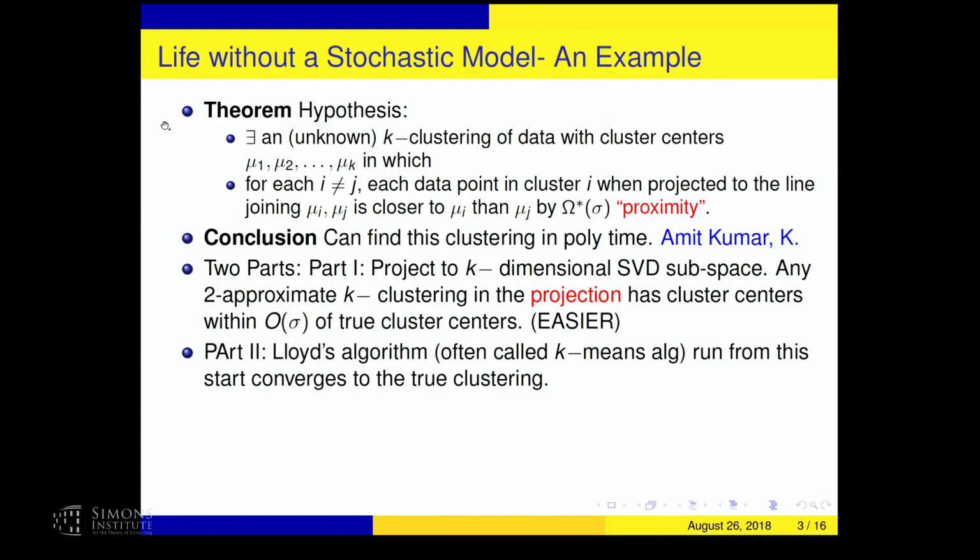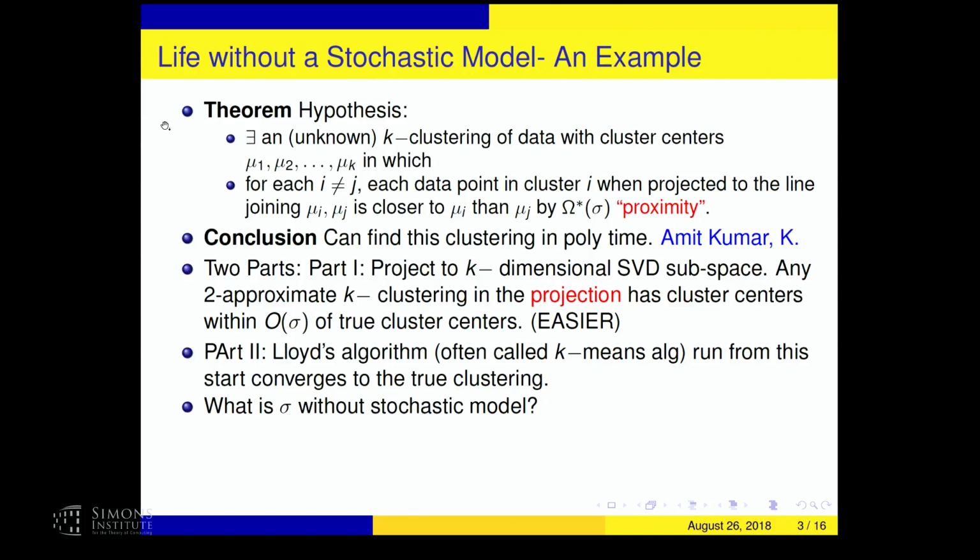That part of the proof is easier, actually. The convergence now, the second part says, once you have these, you run Lloyd's algorithm, you converge to the true clustering. That's hard, that proof. But there's a nice open problem to figure out some heuristic or simple algorithm, perhaps cheaper than SVD, which finds centers within few standard deviations of the correct centers, constant number.